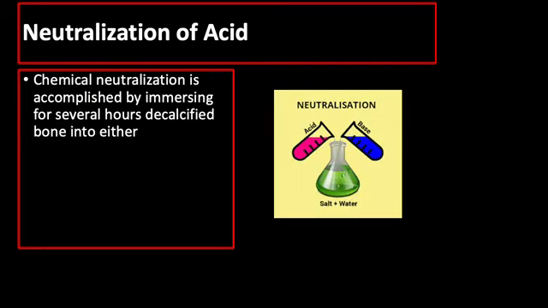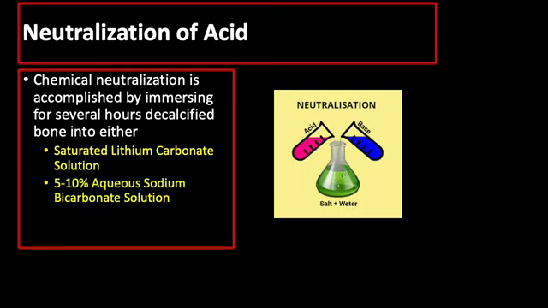So after decalcification, the fourth step is acid neutralization. So the chemical used in decalcification should be neutralized in order to prevent reaction of the chemical to succeeding histopathologic processes. So we need to do acid neutralization. So chemical neutralization is accomplished by immersing for several hours decalcified bone into either saturated lithium carbonate solution or 5 to 10% aqueous sodium bicarbonate solution.